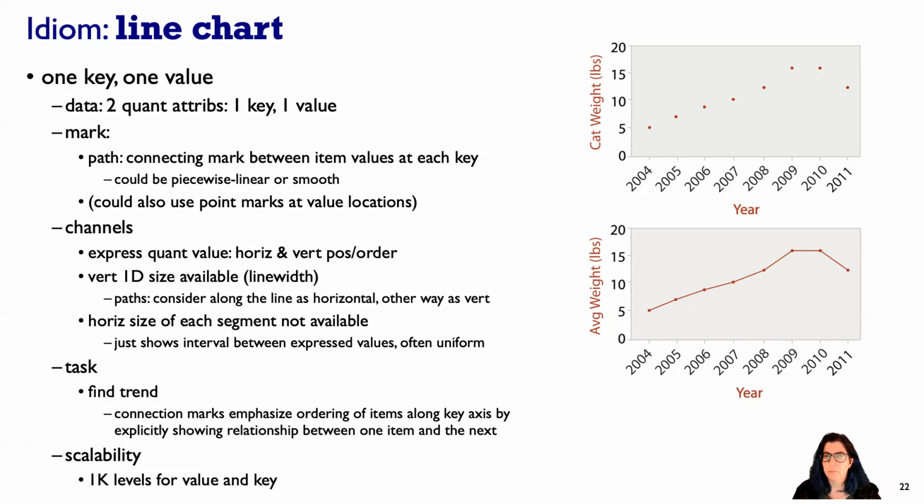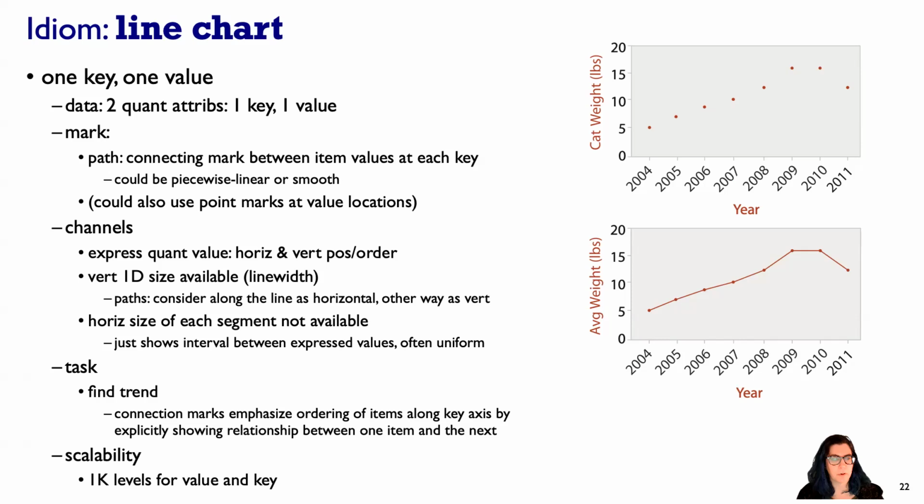Now, what are we doing with marks? I drew a bunch of point marks here, but that's not actually necessarily going to be drawn in a line chart. What we're doing is we've got a path mark. We are connecting up the values at each of these keys, and we've got a connecting mark that does this. It could be piecewise linear. It could actually be smoothed with some sort of spline. If we wanted to, we could include those point marks at the exact locations where we know these values. That's certainly possible, but it's not required.